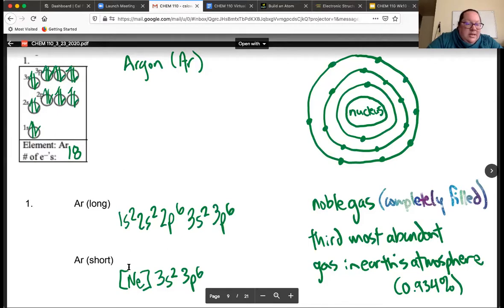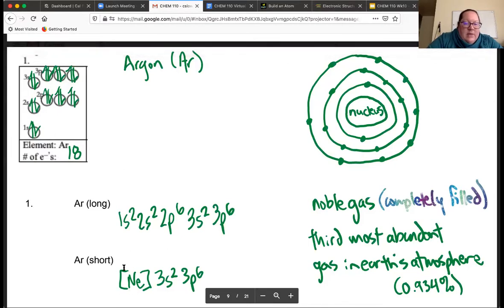Well, we use these square brackets, and we use the noble gas that precedes whatever that element is on the periodic table. So if I'm looking at the periodic table and I'm looking at argon, the gas that's right above argon in the periodic table is neon. And so neon is what I put in my square brackets. That's my noble gas. And then I use the next row.